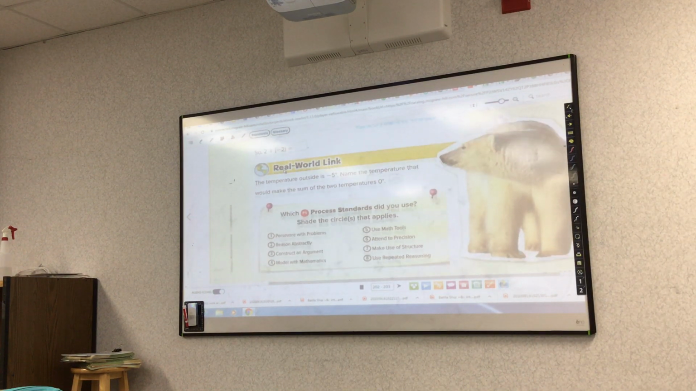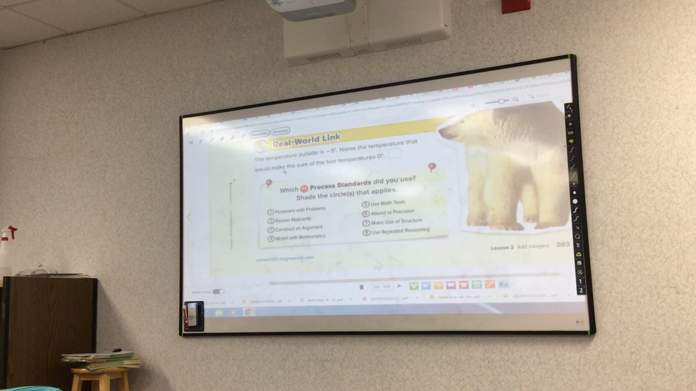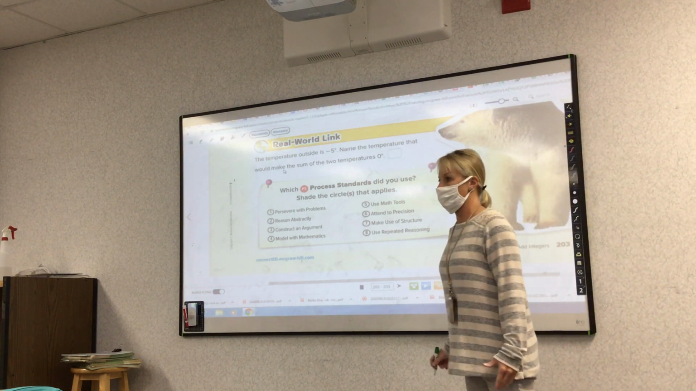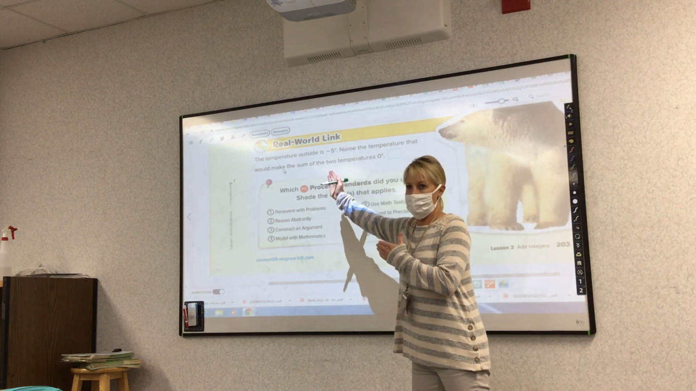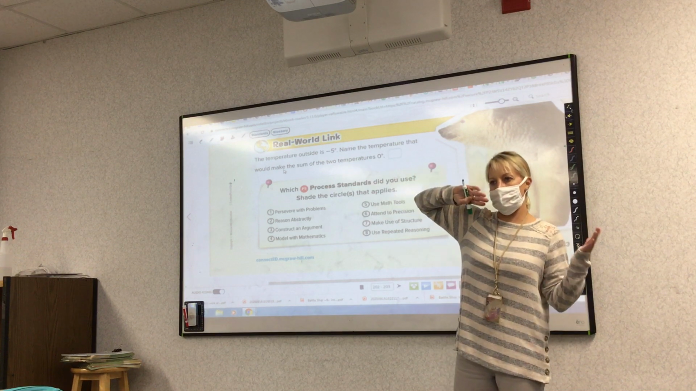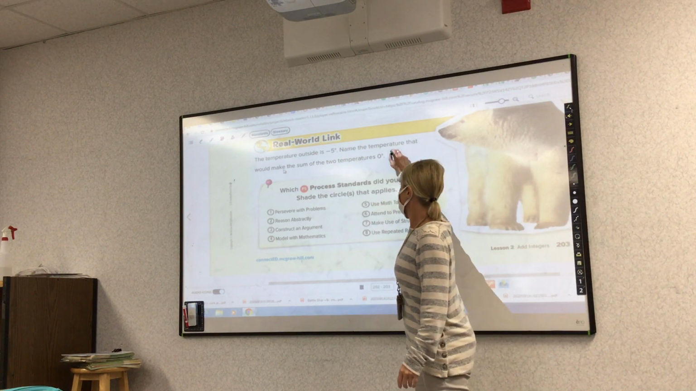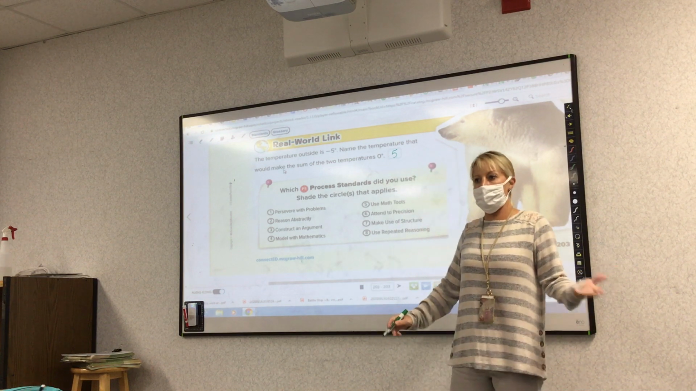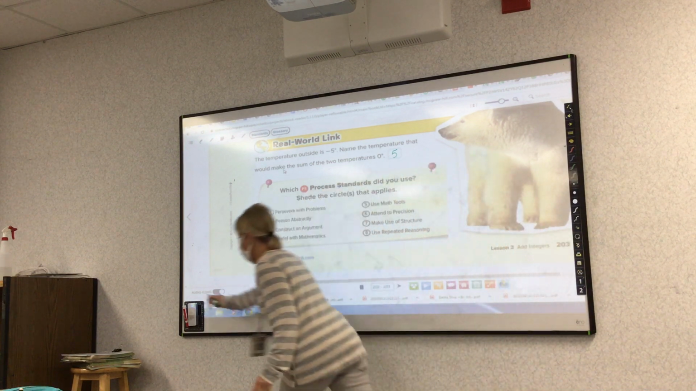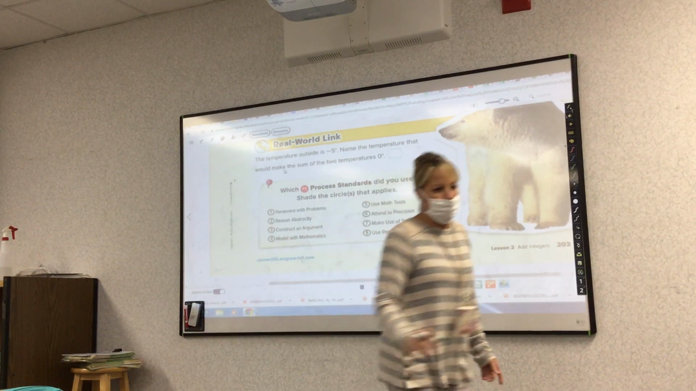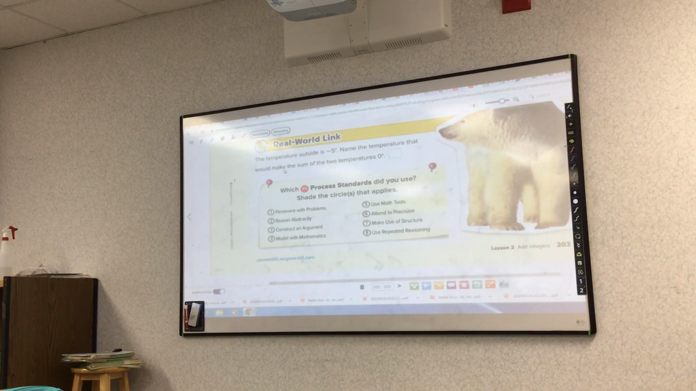Our real world link says the temperature outside is a -5. Name the temperature that would make the sum of the two temperatures 0. So if I have a -5, what do I need to add to that to get to 0? Answer. 5. Excellent. You have to get to 5 because that would be the additive inverse. Good job. Go ahead and turn the page to the next page.